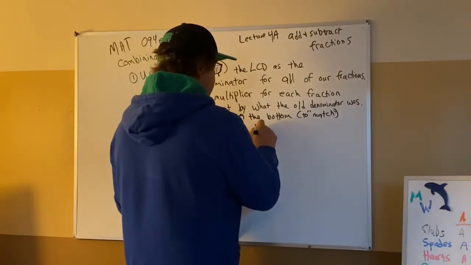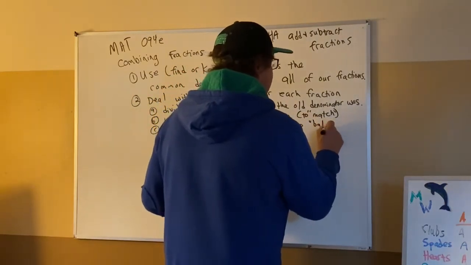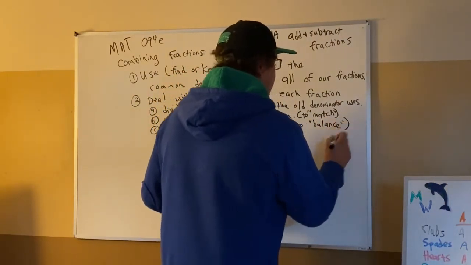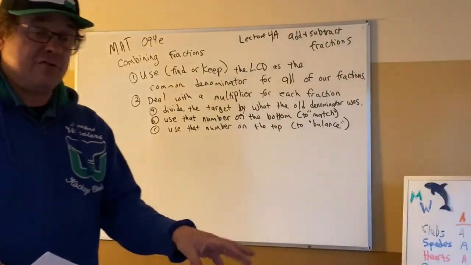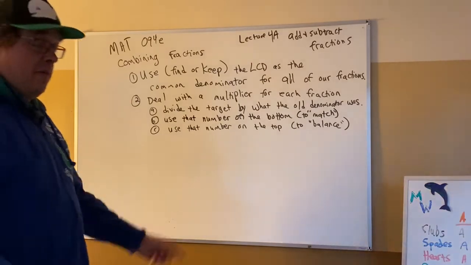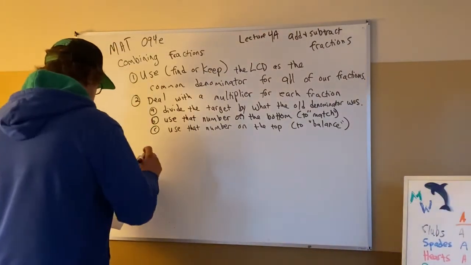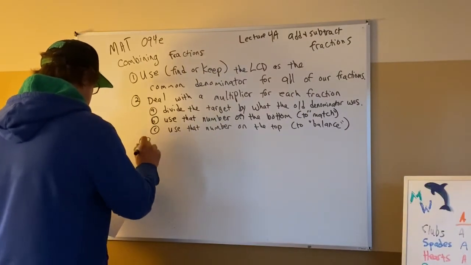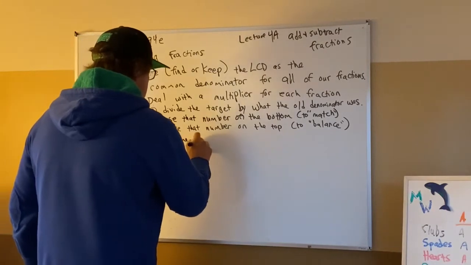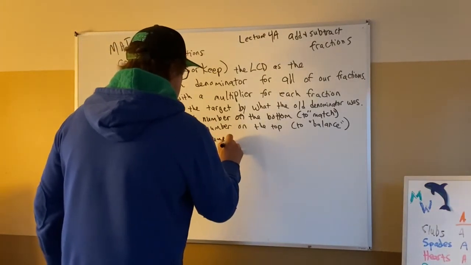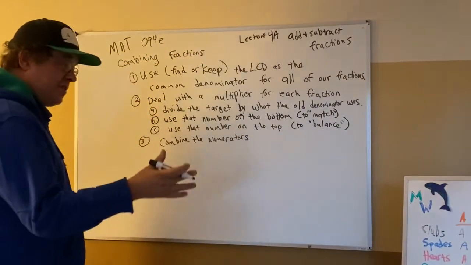On the top to balance. We have to make a match of the LCD. We have to make a balance to keep the value of our fraction. So we actually take care of the denominator first, knowing where it's going, and then we go back to the top to bring it up to balance and mean what it started to have. Then, 3, combine the numerators. Add or subtract as needed in the numerator, which is the top.